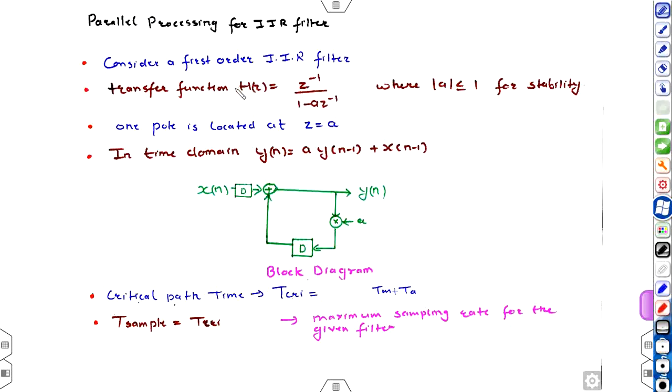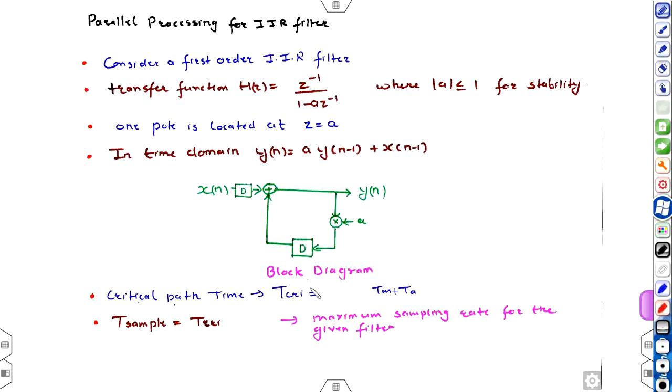So this filter can be represented by an equation in the time domain given by y(n) equal to a of y(n minus 1) plus x(n minus 1). And this can be represented using a block diagram where x(n) is delayed by one cycle, and y is multiplied by a and then delayed by one cycle, and the two quantities are added. This delay element can also be placed before the multiplier. This can be easily done by the retiming technique.